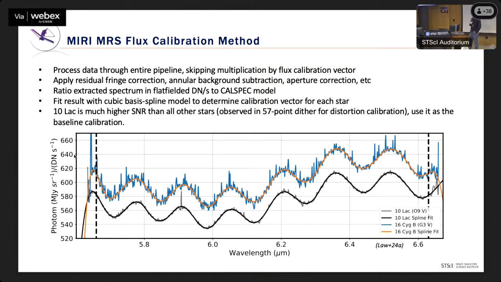That's because we didn't observe this originally as a calibration star for FluxCal. We observed it for distortion calibration. So we actually had a 57-point dither where we moved it all around the field of view to calibrate our distortion solution.